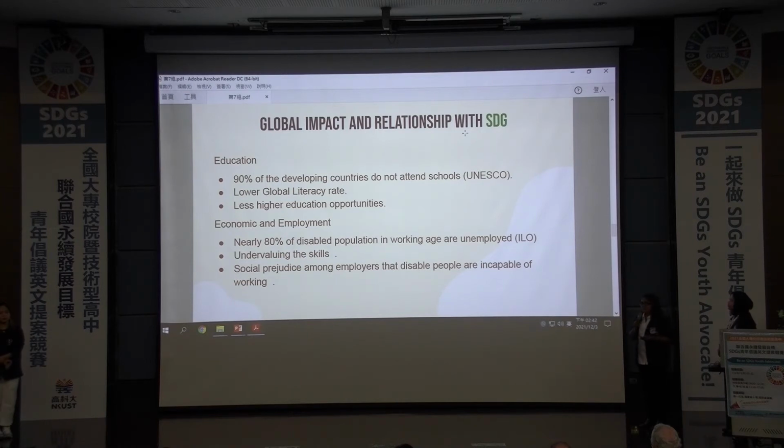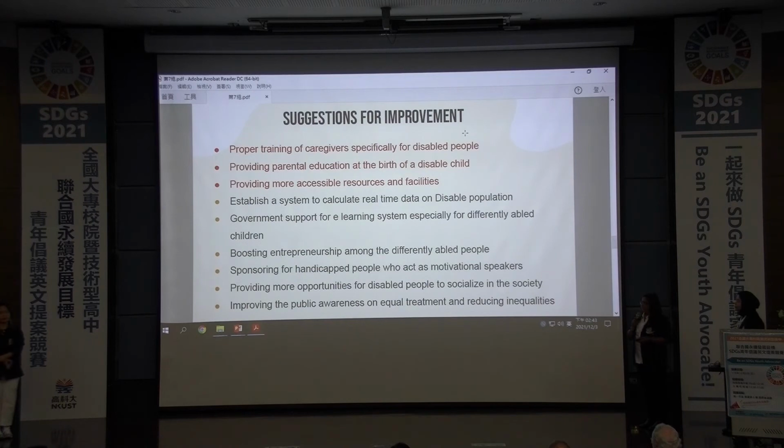So this social prejudice has caused a lot of impact on disabled people. It is very clear that inequality faced by disabled people is a global issue affecting sustainable development overall. For this issue, we would like to make a few suggestions, and I would like to highlight the first three. First, we suggest a proper training program for caregivers specifically designed for taking care of disabled people, because they will be more comfortable around caregivers who are specially trained for them, just like there are teachers specially trained for teaching special children.